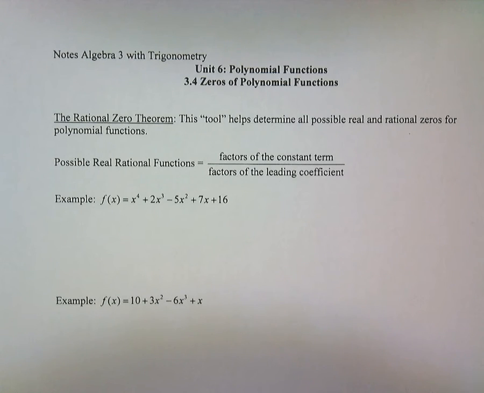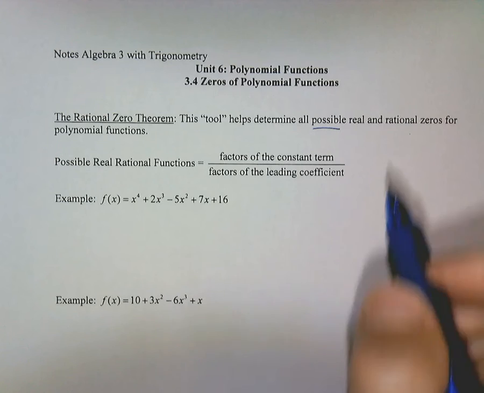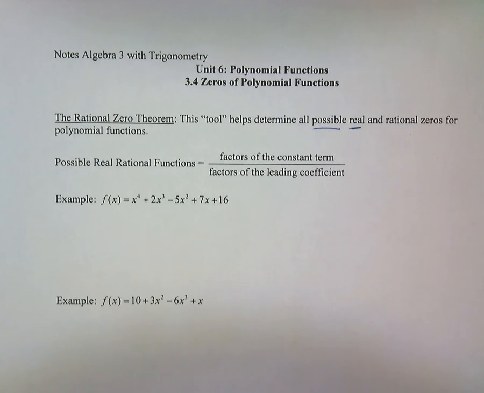So there's actually a lot going on. It's saying possible. It doesn't say that it's going to find them. Real means they actually physically cross or touch the x-axis. A non-real example would be like 3i. So this isn't going to help you find the non-real.